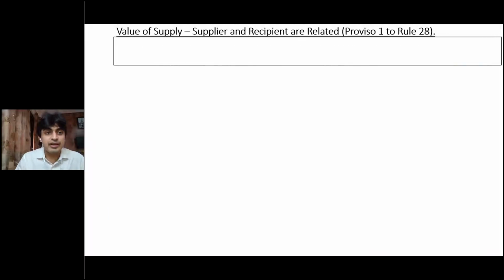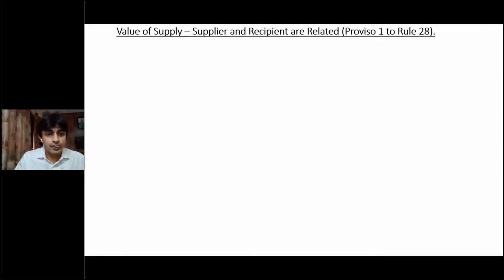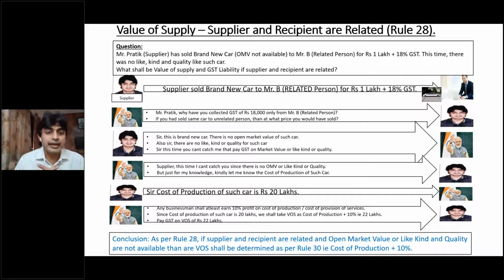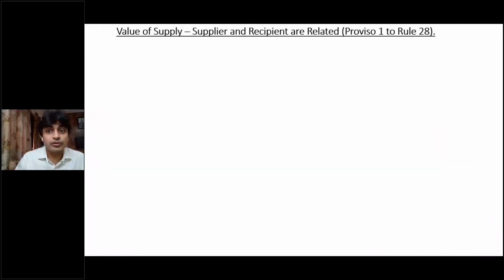Okay, so this is the same I have explained again. That value of supply, this is how you have to calculate as per rule 28. Clear? This is when it is applicable, when the supplier and recipient are related. Okay, now see this. There is one proviso, one exception to rule 28 that I discussed. Proviso means what? Exception.